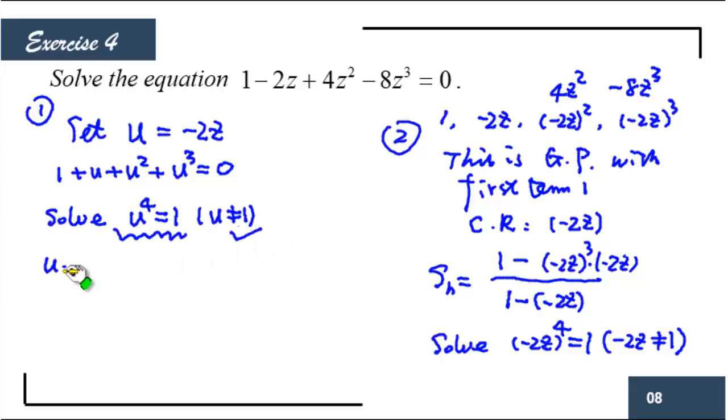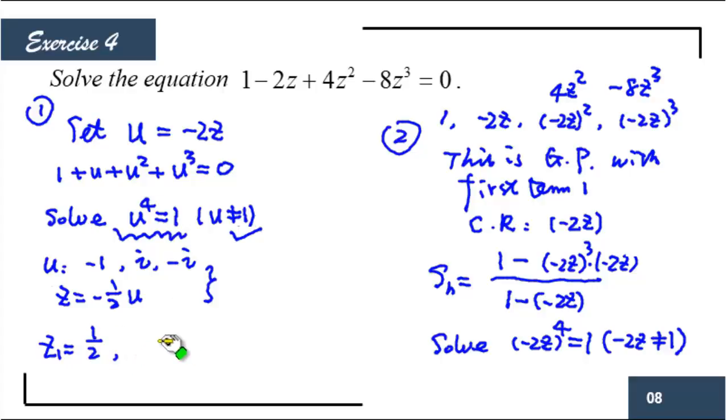So u could be negative 1, i, and negative i. Since z is negative half u, the result is z could be half, negative half, negative half i, or half i.